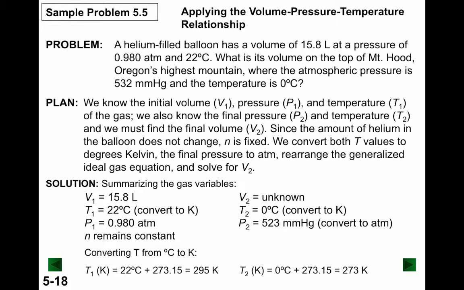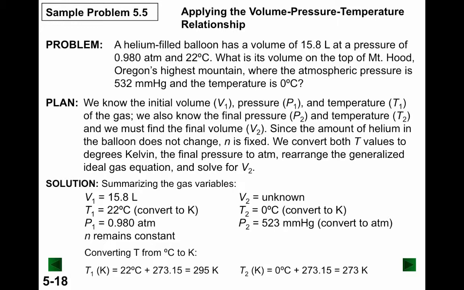Here we have a helium balloon that has a volume of 15.8 liters at 0.980 atmosphere and 22 degrees C. We are asked to find the new volume when the pressure changes to 532 millimeters of mercury and the temperature drops to 0 degrees C.